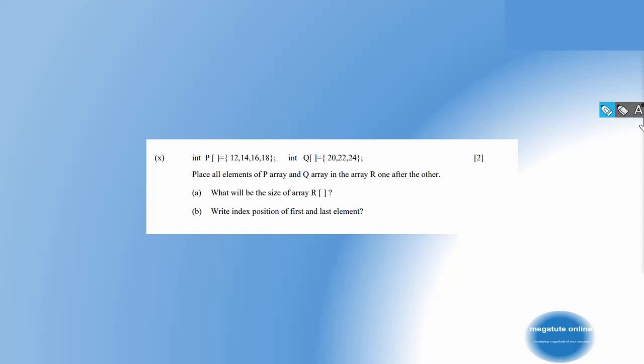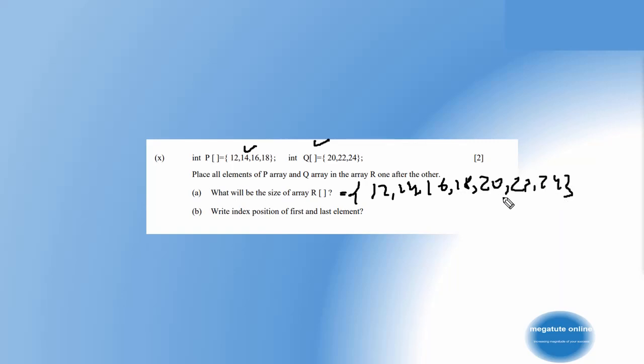In this array, we have P with 4 elements, we have Q with 3 elements, and if we combine them into R, R is going to hold all those elements like this: 12, 4, 16, 18, 20, 22, and 24. If you count them, it is 7, right? So what will be the size of the array? You have to write 7 as the answer.